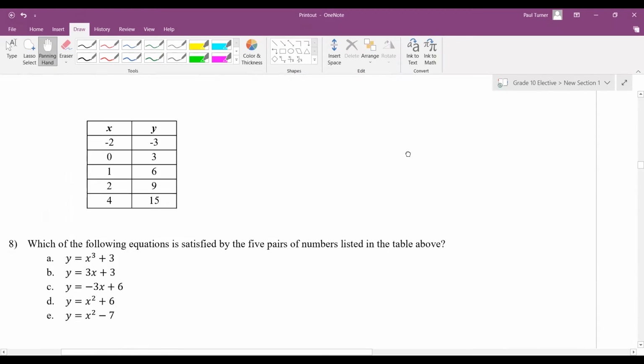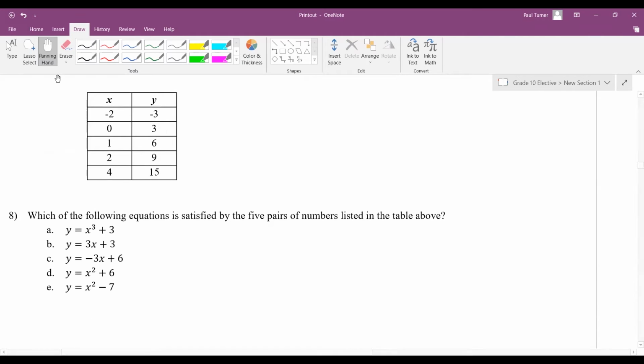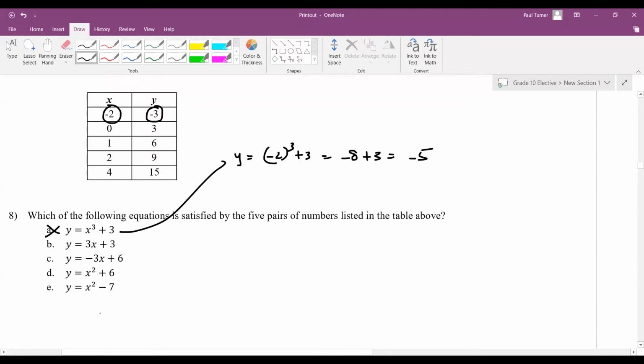So that's straightforward substitution. So this one, you need to check which of these equations matches this set of data. So it's easy enough to start checking. So this one is x cubed plus 3. So we've got y equals x cubed. Here we've got minus 2 plus 3. That would give you minus 8 plus 3, which is minus 5. But here y is minus 3. So this is not the answer. It can't be that one, like that. So that's the y value there.